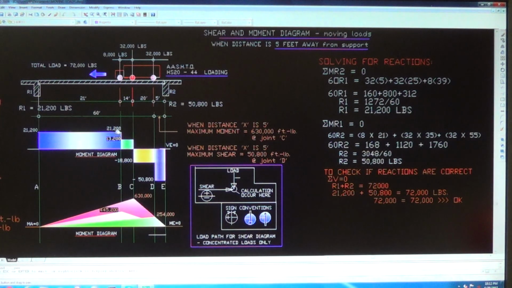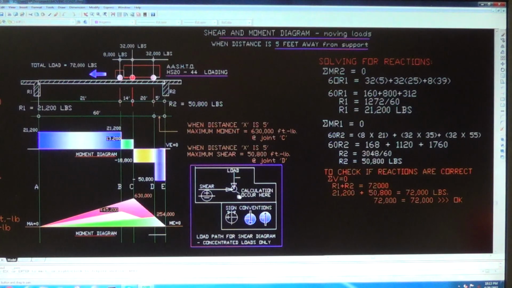Calculation occurs here. 21 minus 8,000. That's why we have 13,000 here, right? This point here now is 13,000. Because there's a negative load coming down, the 21,200 is reduced to 13,000. Okay, so this is very helpful for the shear diagram. This is the actual path. This is the load path for the shear diagram.